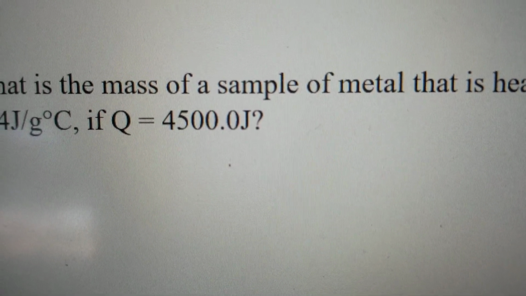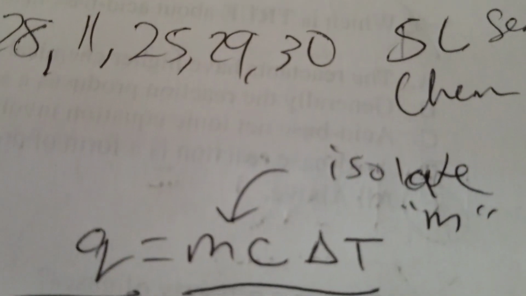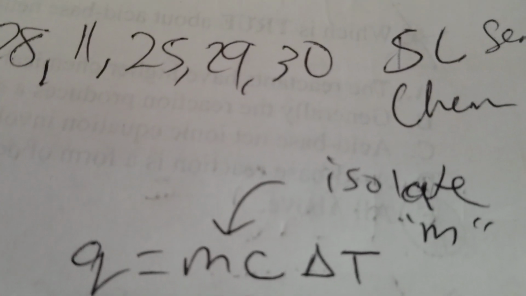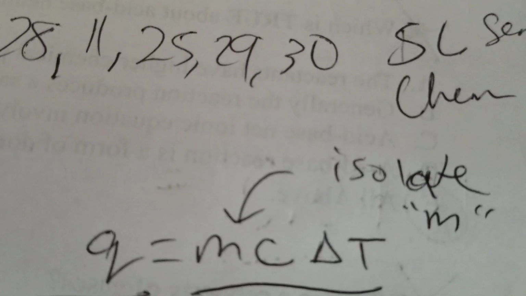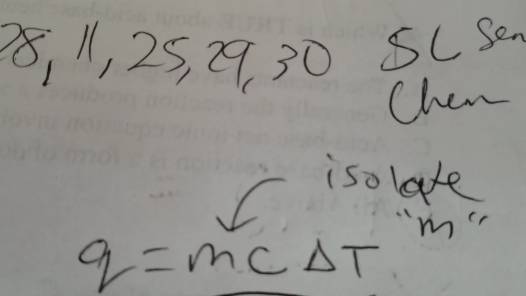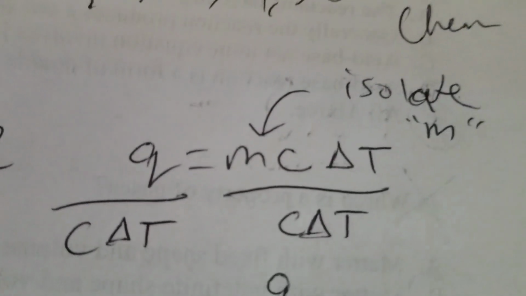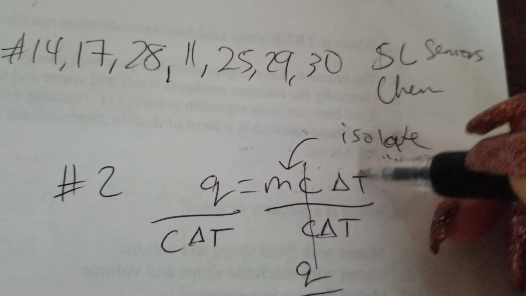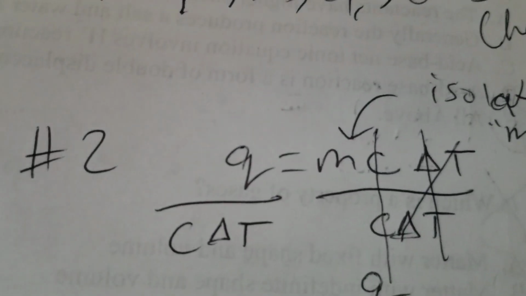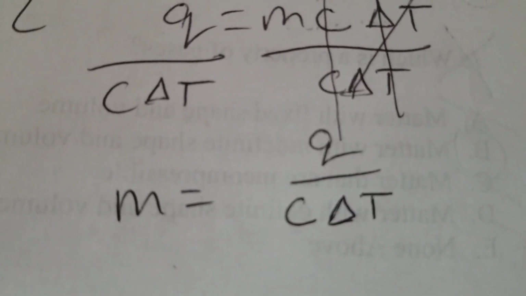So that means the only thing you need is M. You need to take your equation, Q equals MC delta T, and isolate M. In other words, get M by itself. So you're going to divide both sides by C and delta T, so that you can cancel out and get M by itself. So this is what you have: M equals Q divided by C times delta T.